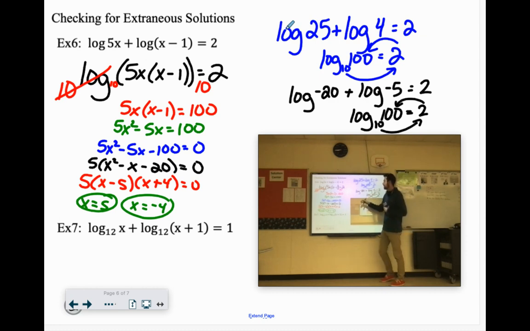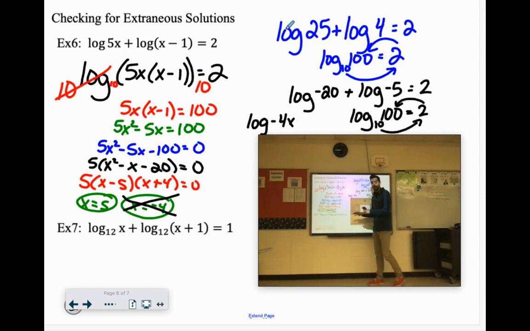So anytime your answer comes out negative and you're going to end up with a log of a negative number, that's not going to be a solution. So this one becomes an extraneous solution. So you would just go with +5. Okay, but that's not necessarily going to mean anytime you get a negative number that it's not a solution, because if this was like log -4x and you were doing a negative times negative, which would then make it positive, that's fine.